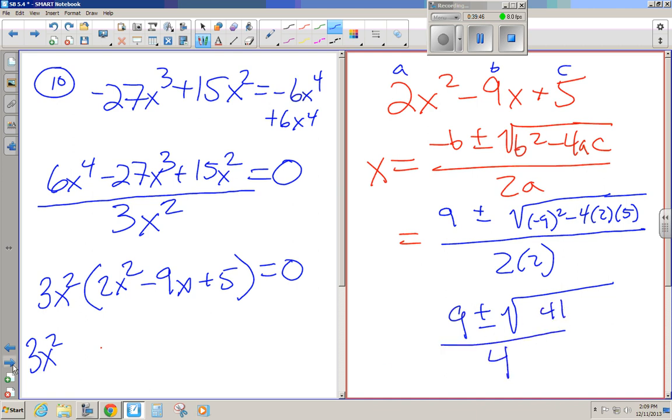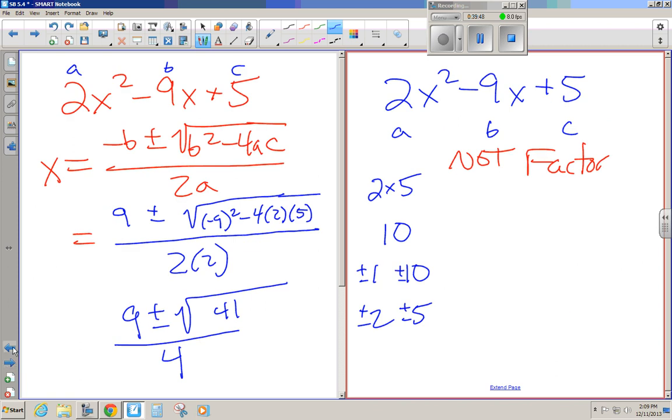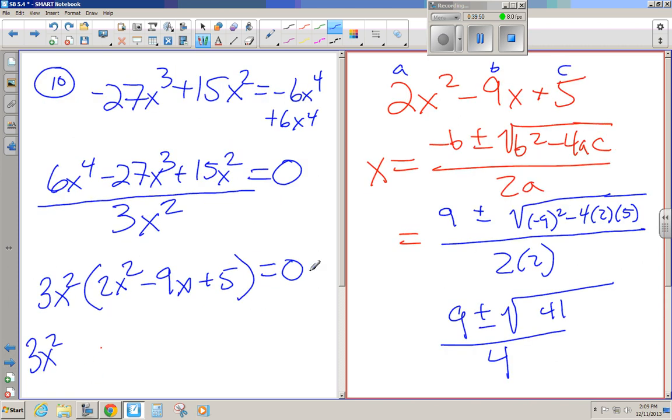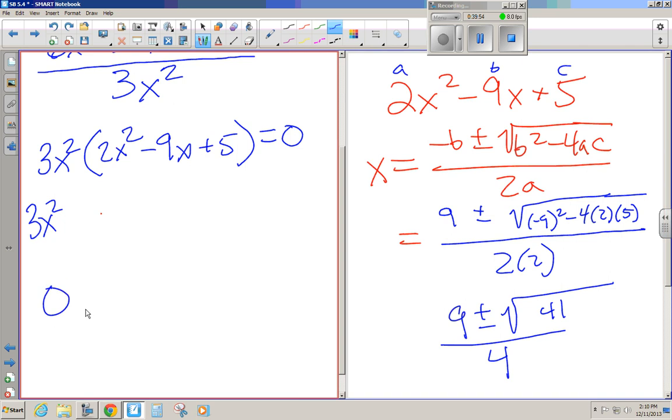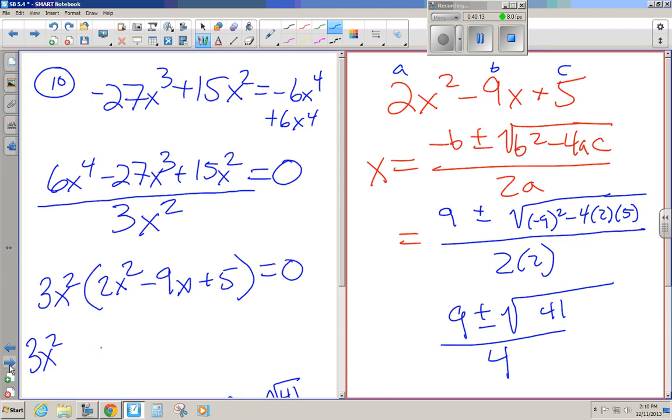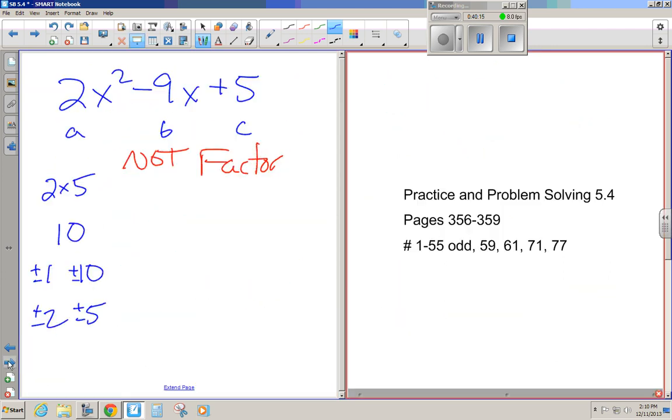So what we found out is that one of the zeros is 0, but the other zeros are 9 plus the square root of 41 over 4, or 9 minus the square root of 41 over 4. Those are the zeros that we have to work with. This is a good review problem for all the ones that we have to do later.